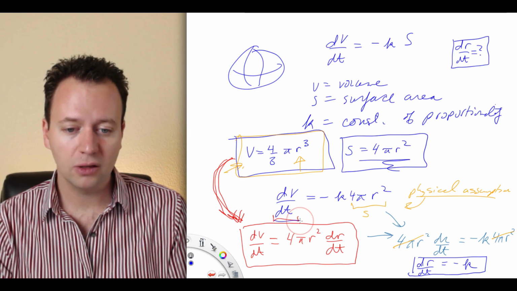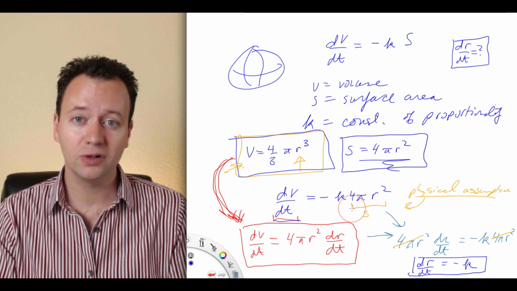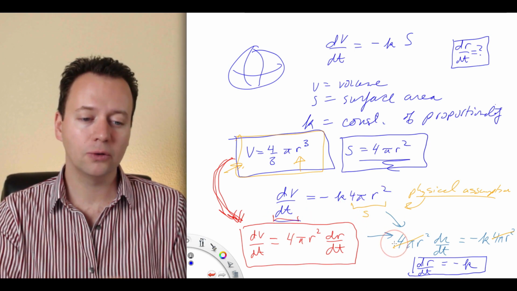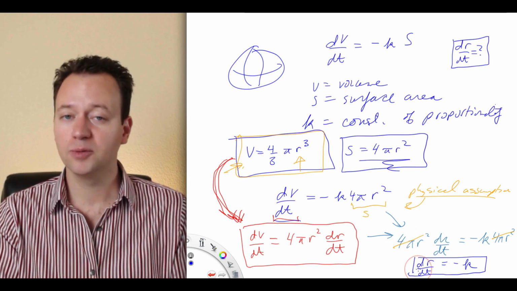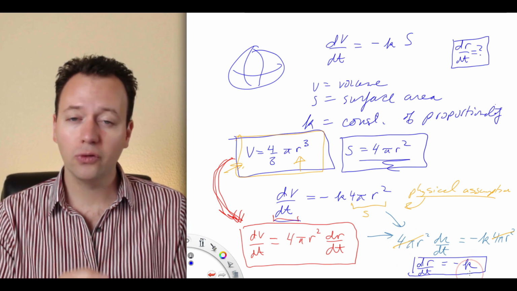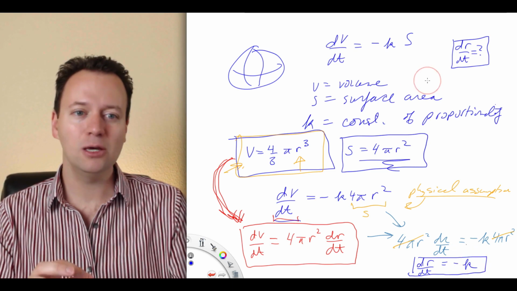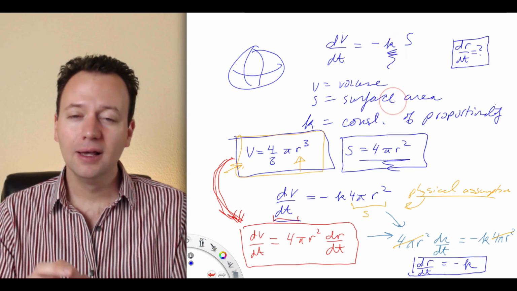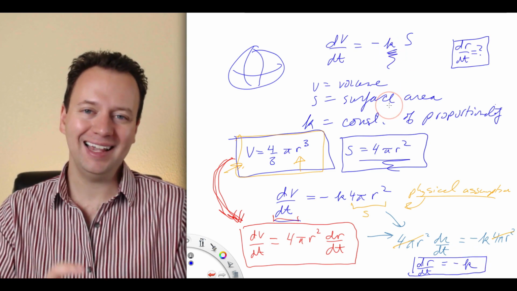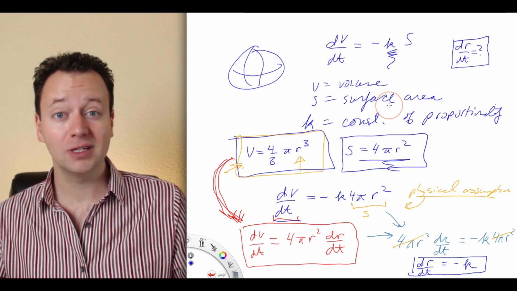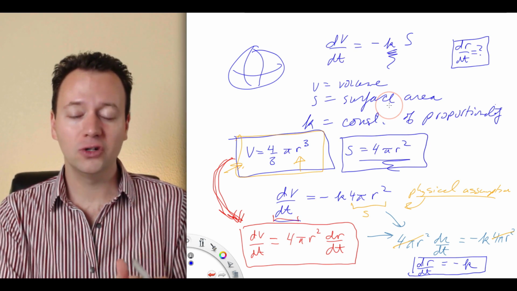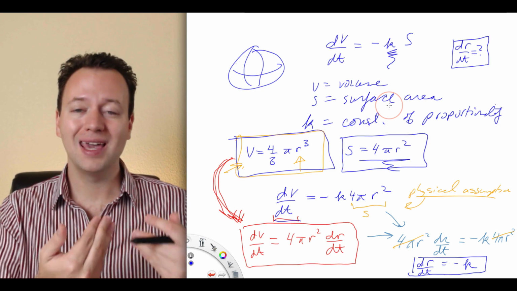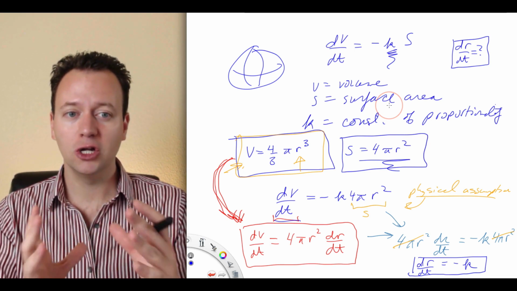Whenever you have this connection that the rate of change of the volume is proportional to the surface area, the mathematical consequence of that statement is that the radius must be changing at a constant rate. Moreover, the rate of change of the radius is exactly equal to this constant of proportionality. So the constant of proportionality that links the rate of change of volume to the surface area literally has the physical interpretation of being the rate at which the radius is changing in time.